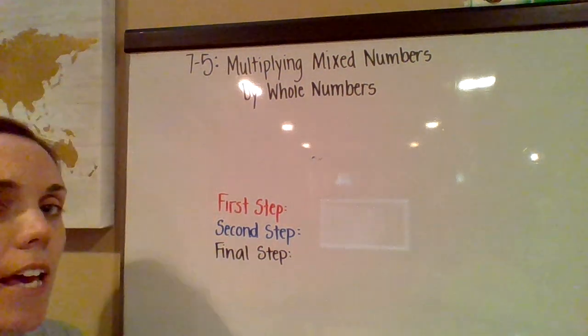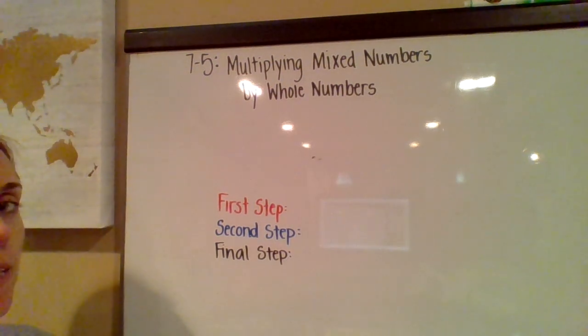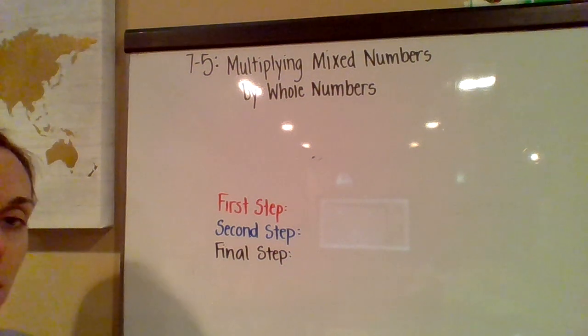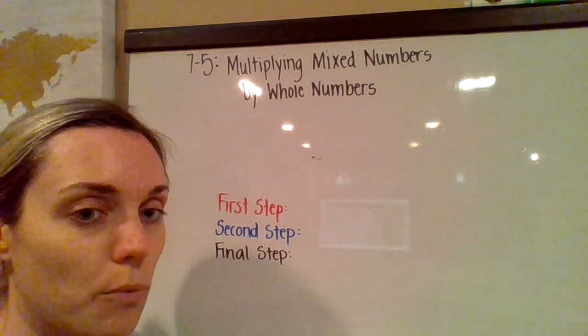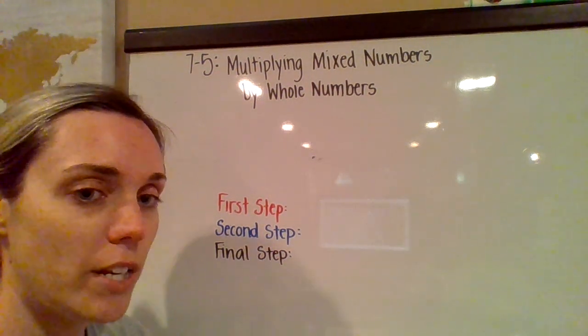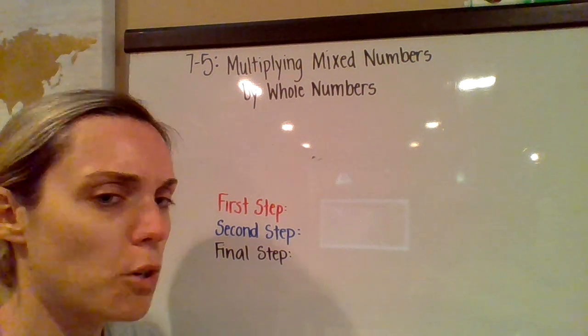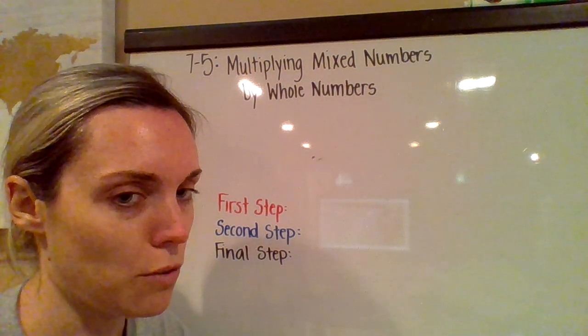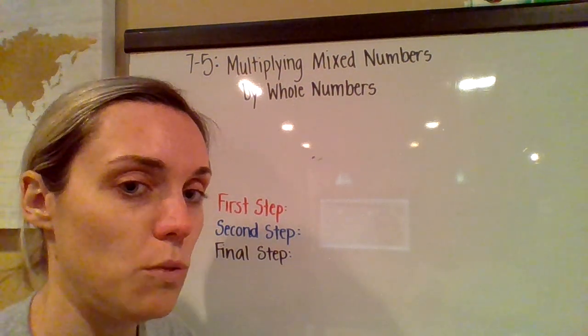What you're going to see today is that we are going to be redoing lesson 7.5, multiplying mixed numbers by whole numbers. Because what I was noticing is a lot of you were getting it wrong. Just because I didn't comment doesn't mean you didn't get it wrong, because people were doing some crazy things with it. And I'm kind of worried that maybe some of you didn't watch the video from the other day. So let's go over how to do this again.